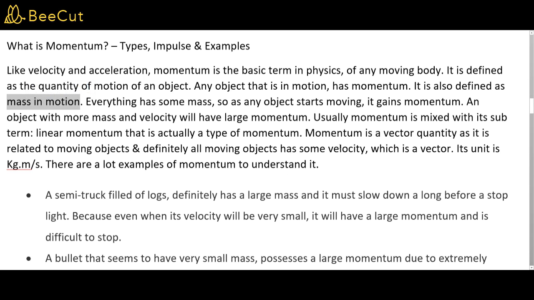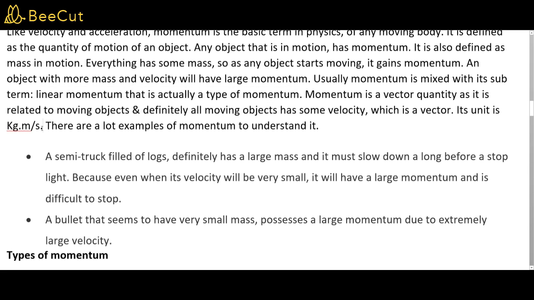The next thing we will understand is that momentum is usually mixed up with one type, linear momentum. Momentum is only defined as the quantity of motion of any moving object, but linear momentum is related to the type of motion the object does. The unit of momentum is kilogram meter per second. How it is derived will come from its formula, which we will discuss a little later.